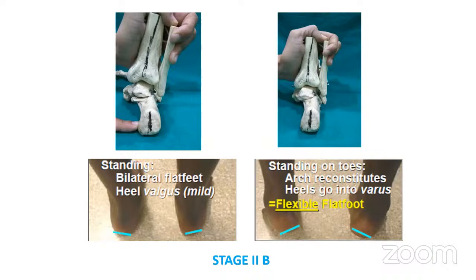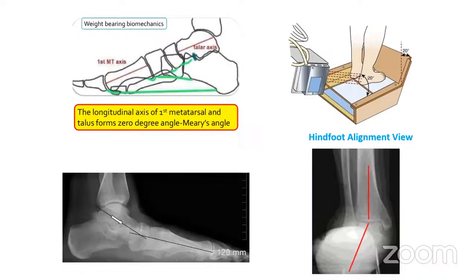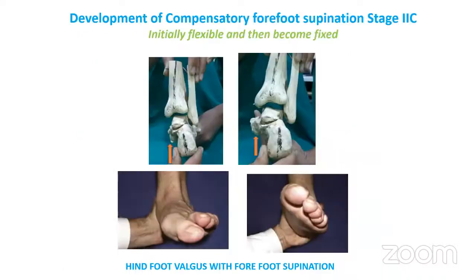And we can plan for treatments wherein we're going to go with certain investigations, getting the different views. And then we're going to go with procedures wherein we can plan only a medial sliding calcaneal osteotomy and something for the tibialis posterior tendon itself. Now, once it is fixed along with the hind foot valgus and a forefoot supination, then we are going on to a stage 2B.